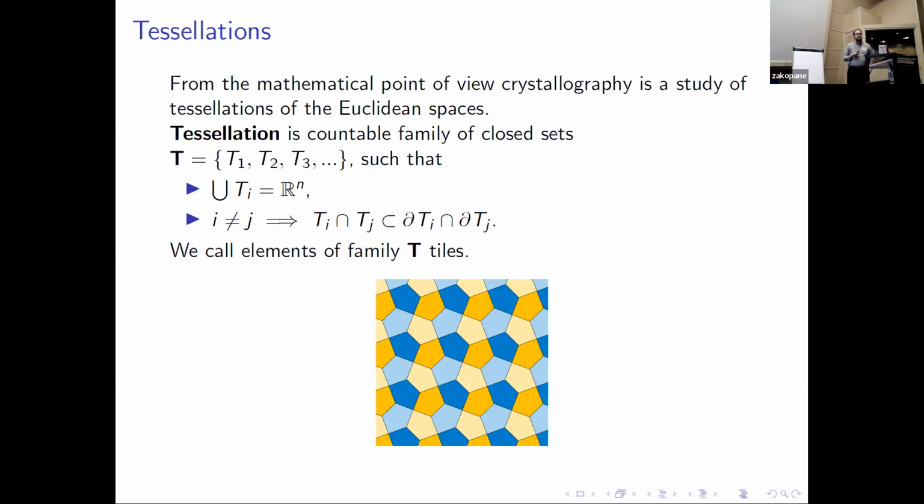5. Crystallography is the science of determining the arrangement of atoms in crystalline solids. And from the mathematical point of view, you can see it as the study of tessellations of Euclidean space. A tessellation is a countable family of closed sets. Elements of this family we call tiles. In a tessellation, the union of all tiles gives us the whole space, and the tiles intersect only on their boundaries.